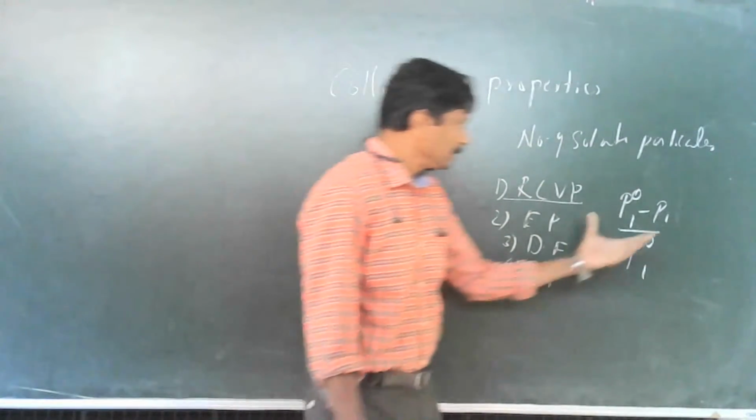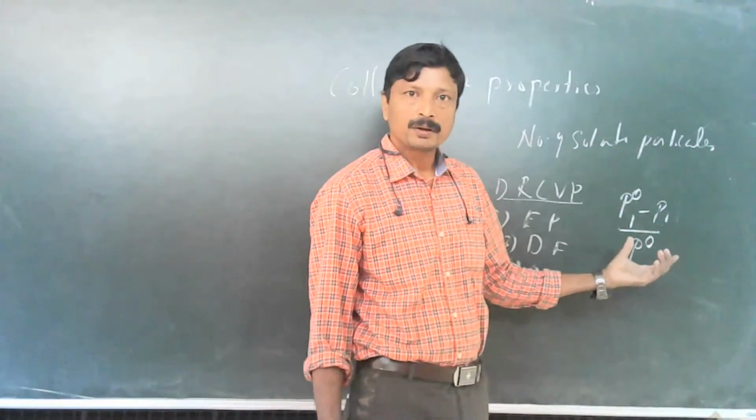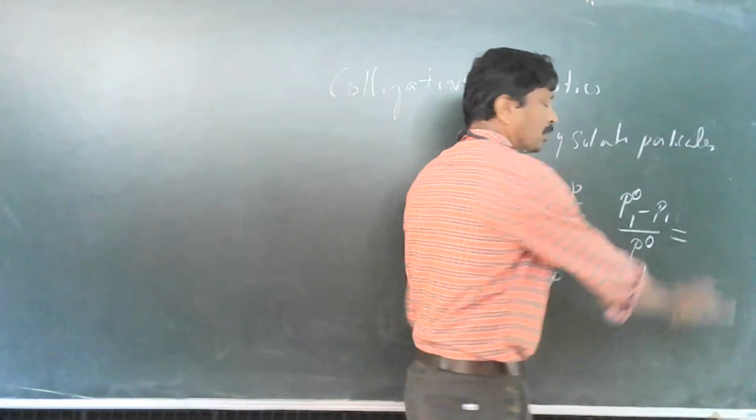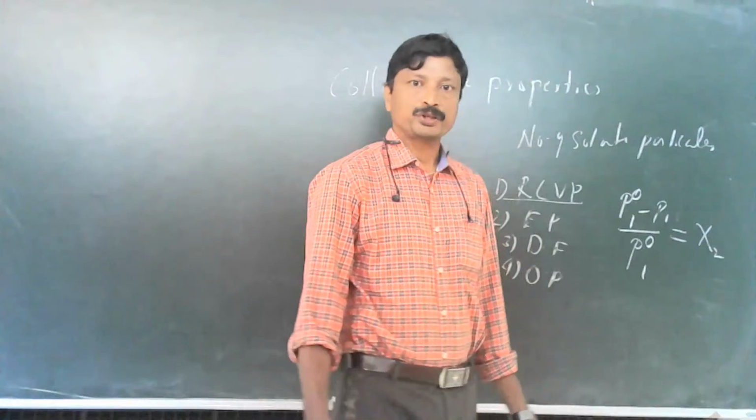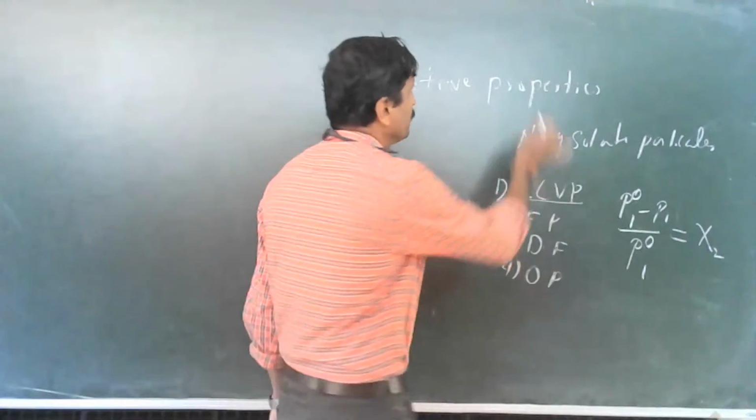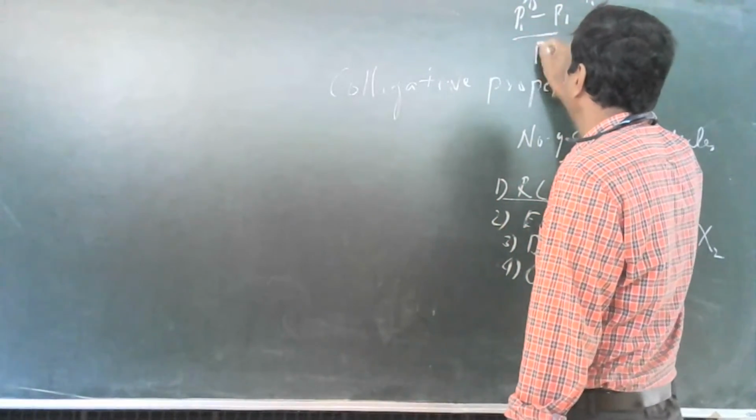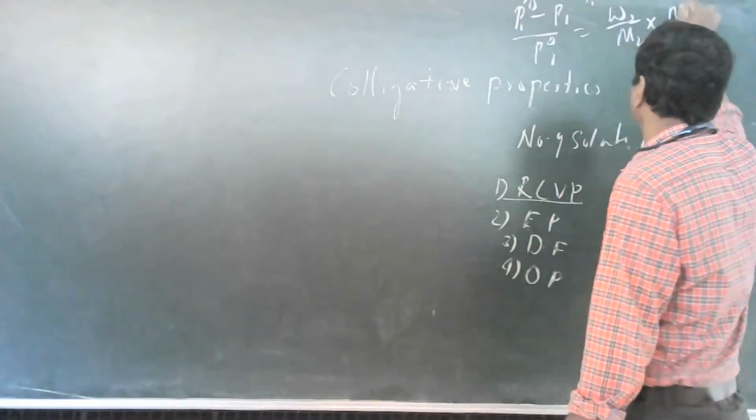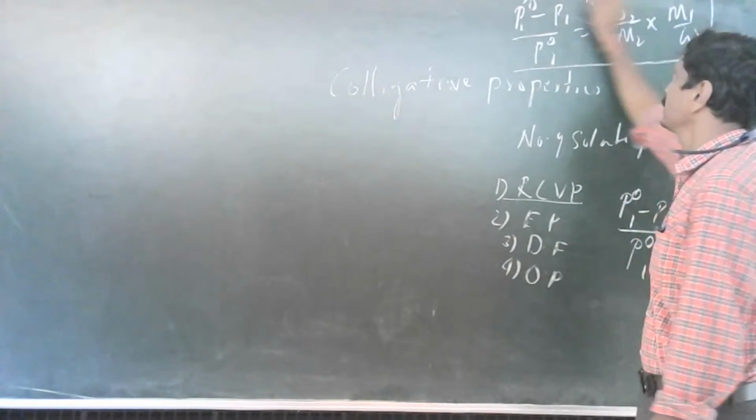Yesterday we discussed it completely. The numerator is the lowering of vapor pressure. The denominator is the vapor pressure of the pure solvent. Raoult has shown that it is equal to the mole fraction of the solute present in a solution. Finally, we came to this equation: P0₁ minus P₁ divided by P0₁ is equal to W2 by M2 into M1 divided by W1. This equation we discussed in the last class.